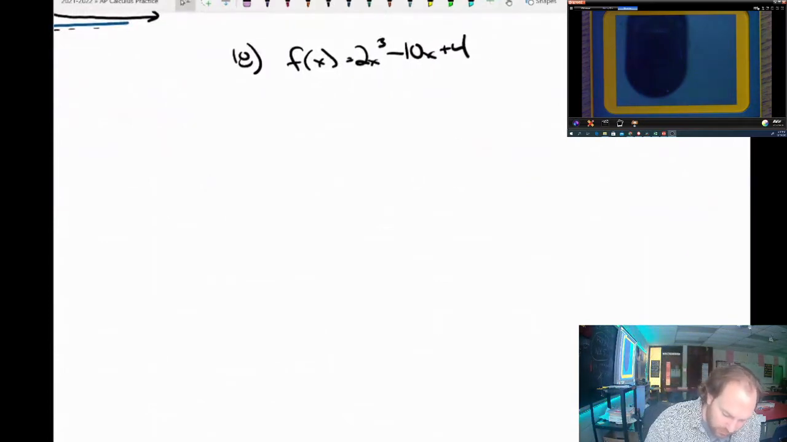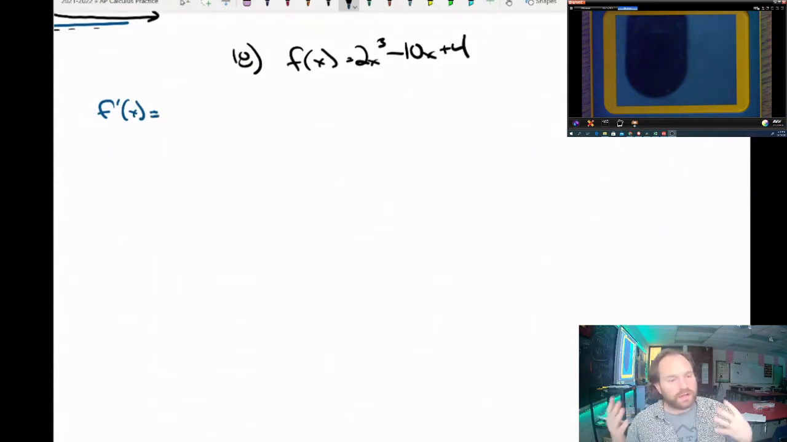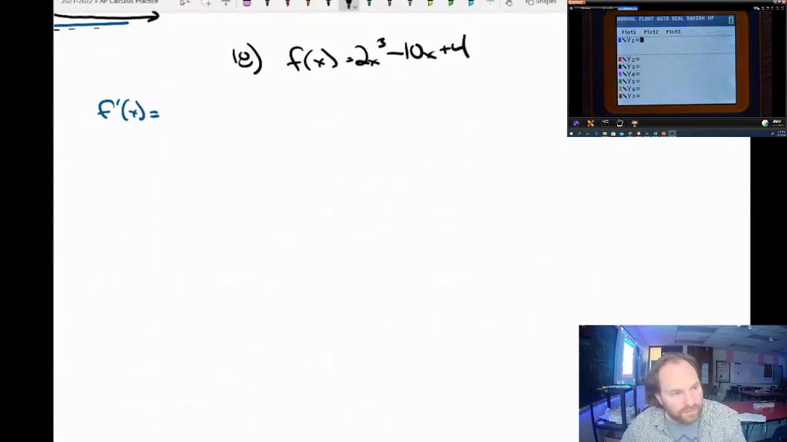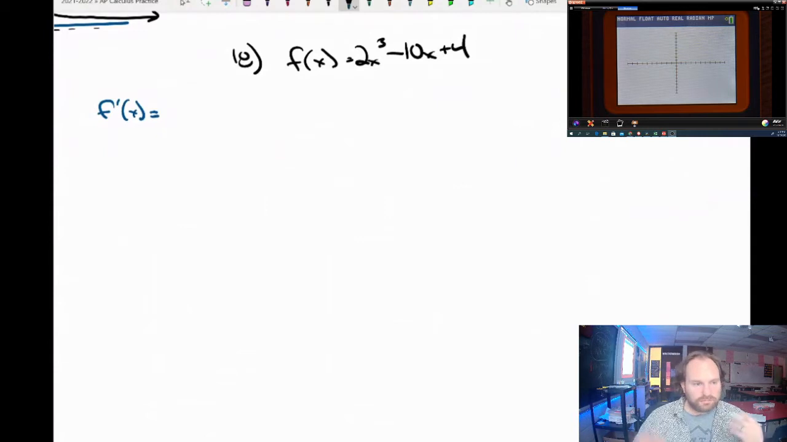The first thing we want to do is take a look at f prime of x. F prime of x will tell us where it's increasing and decreasing. So we actually could right now, and let's just do this for fun, graph it: 2x to the third minus 10x plus 4. Push that graph, and there it is. I could adjust the window a little bit to see it, but you can get a good idea what's going on right now. But we're going to do this analytically by looking at the derivatives.